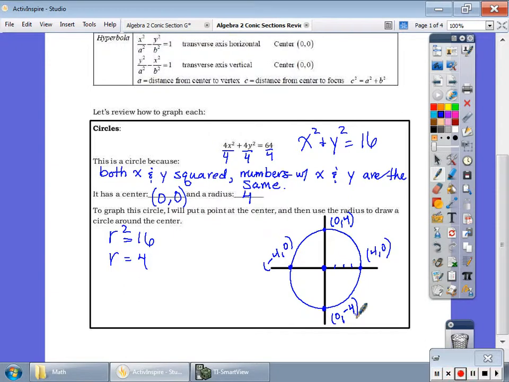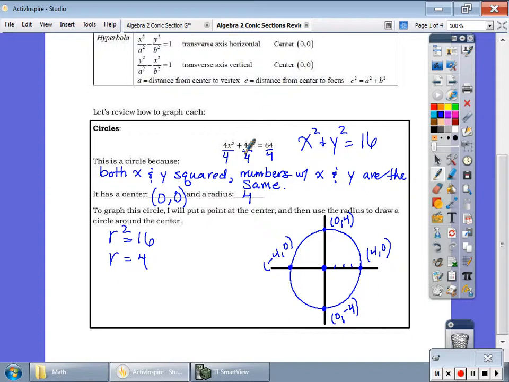Does anybody have any questions, comments, or concerns about the circles? Yes, sir. What if the numbers are not equal? If that's a 4 right here and that's an 8 right there, then it is not a circle. It would be not a hyperbola, an ellipse.